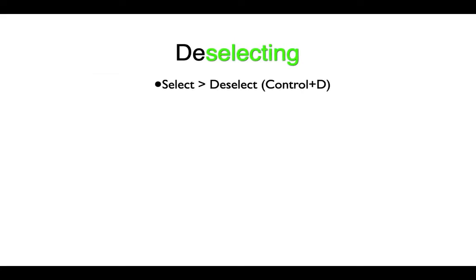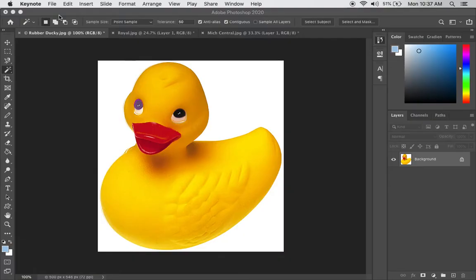But also, I've already mentioned this a bunch of times, deselecting something. If you've got something selected around it and you don't want it selected any longer, just Command D or Control D, and that will deselect what you've been doing.